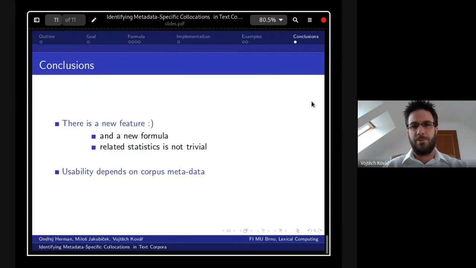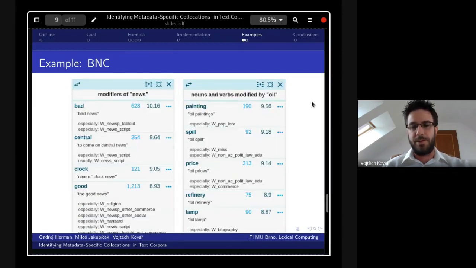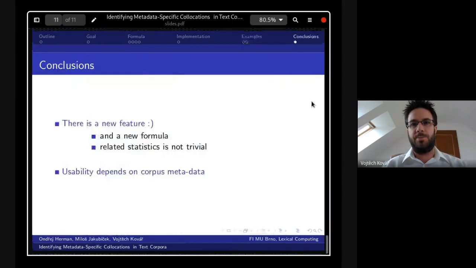To conclude, the main conclusion here is that there is a new feature. We have invented a new formula and related statistics that are, we can say, not trivial, and the usability, as always, depends on corpus data, and namely metadata. It is not only the labels that we were discussing that should be somehow readable, but it must be also informative. So the document classification needs to be sensible.